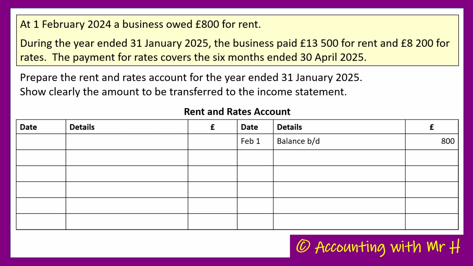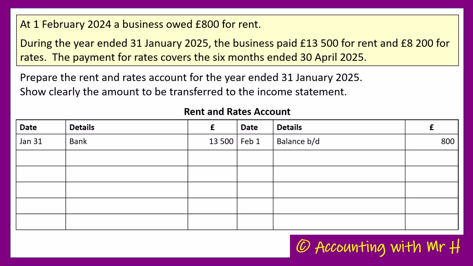Well, during the year, it says they paid £13,500 for rent. Rent and rates, this is an expense account. So I'm going to put that on the debit then, as we debit expenses to increase them. It doesn't say how we paid for it, so I'm just going to put bank. Technically, if I put cash, that would have to be accepted. What we don't want to put though is cash book, because cash book isn't an account. It's a book of prime entry. We must have an account.